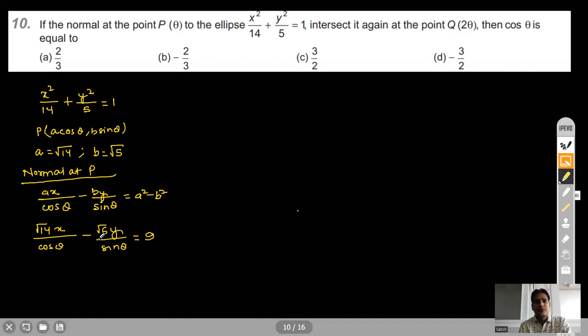Okay. Now, if you observe the question, the same normal is again intersecting at a point Q. So what will be the coordinates of this point Q, whose eccentric angle is 2 theta? Q will be a cos 2 theta. In place of theta, I'm writing 2 theta because its eccentric angle is 2 theta. If the eccentric angle of P is theta, it's 2 theta as per the given information. We have not done anything out of the box. So a cos 2 theta and the y coordinate will be b sine 2 theta. Okay, now this must satisfy this equation.